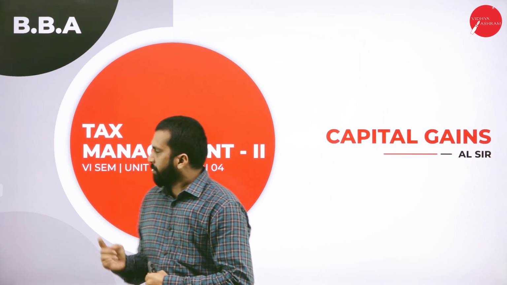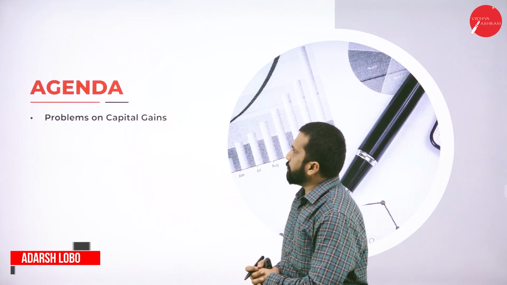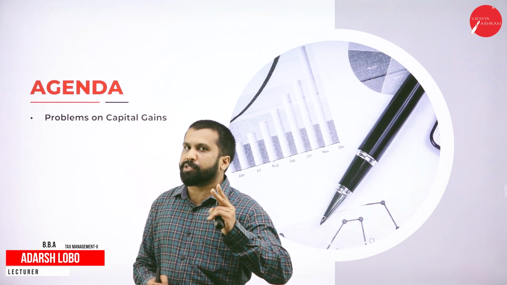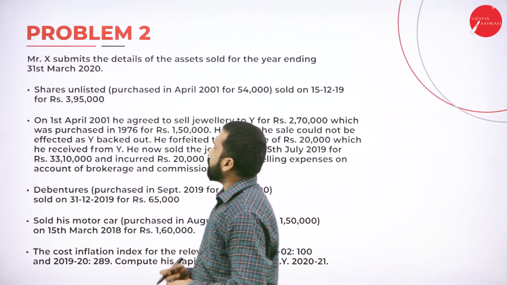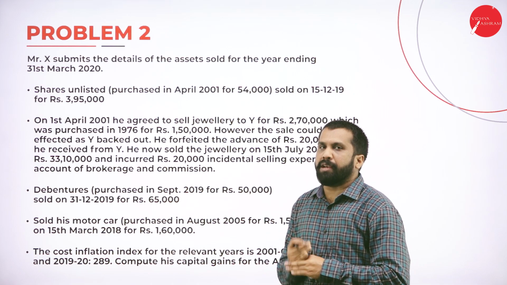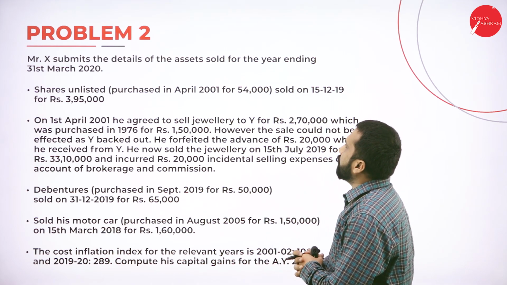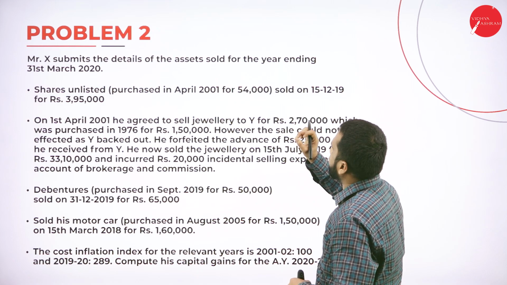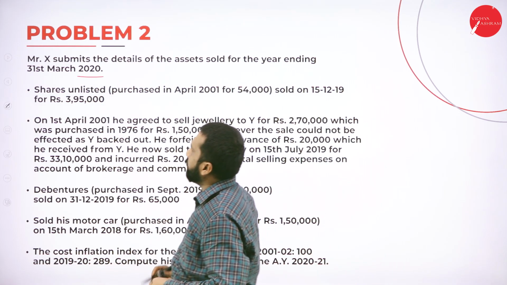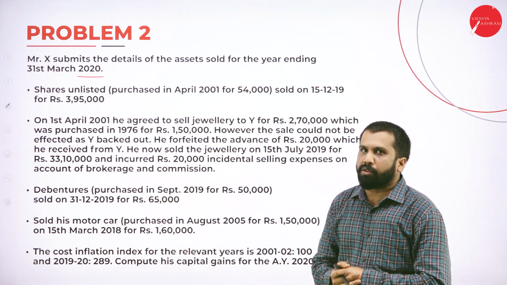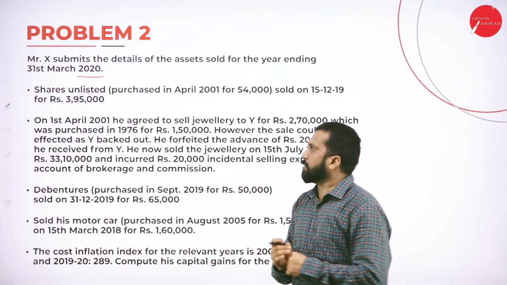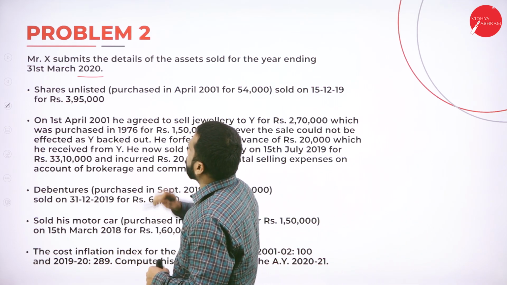So we'll go for the next slide. Your agenda is very simple: problems on capital gain. We work out two problems on capital gain. So problem number 2. We have done with problem 1 and we are doing problem 2. Mr. X submits the details of assets sold for the year ending 31st March 2020. All the information we have is about 31st March 2020. Now, shares unlisted.